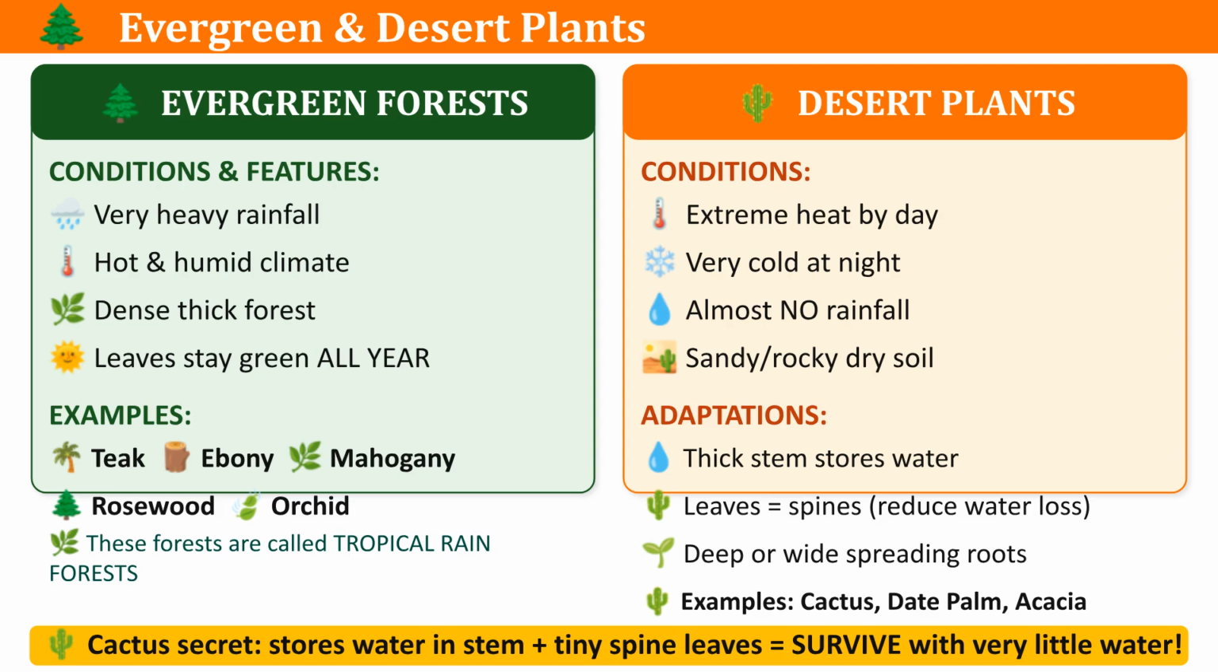Next, let's travel to the desert. Deserts are very hot during the day and very cold at night. Rainfall is very low. Plants like cactus, date palm, and acacia have amazing adaptations. Their thick stems store water. Their leaves are changed into spines to reduce water loss. Their roots spread deep or wide to collect every drop of water. Nature has designed them perfectly for survival.